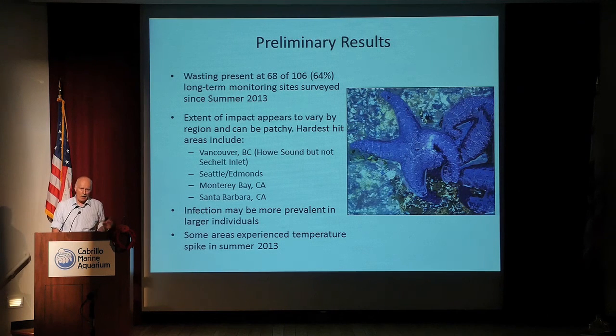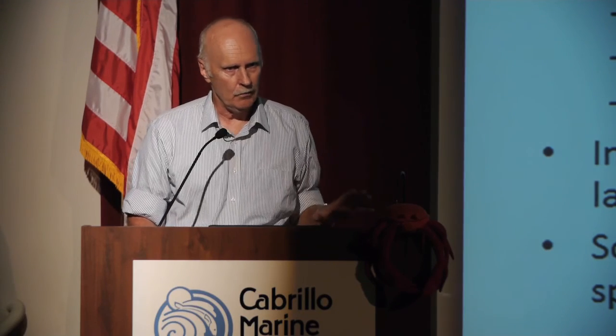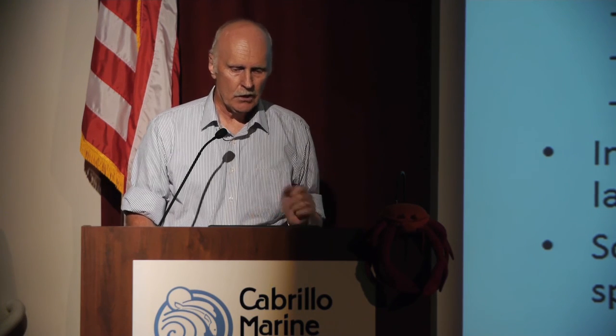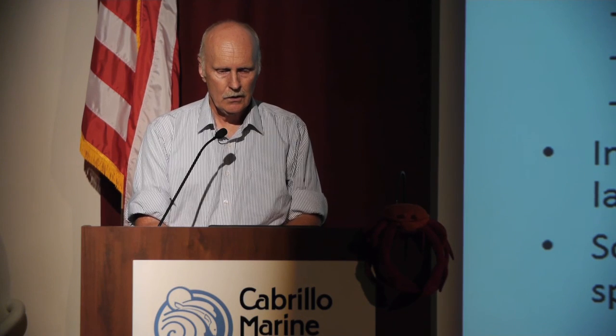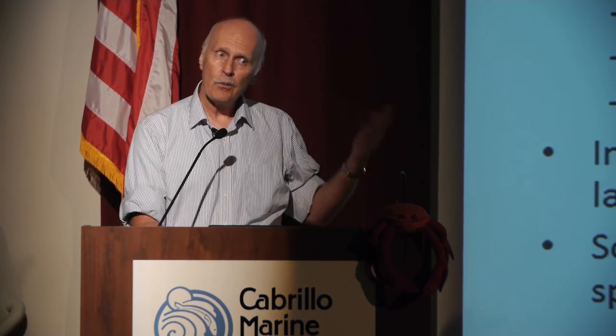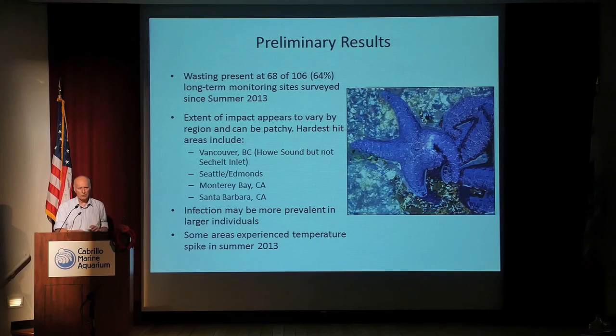We are finding it at about two-thirds of the sites that we're monitoring, something like that. It's very patchy, but there are some sites that are hit very, very hard, and basically all the Seastars are gone from those sites. It looks like maybe there's more prevalence in larger individuals. One of the things that's different about this disease compared to other reports of Seastar diseases and diseases in other echinoderms in the same group, like sea urchins and some sea cucumbers.